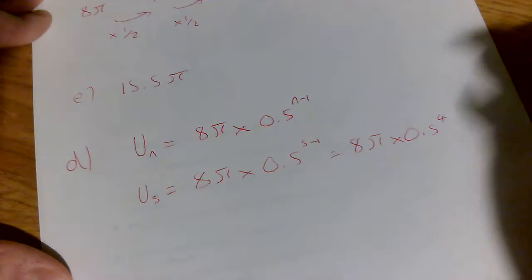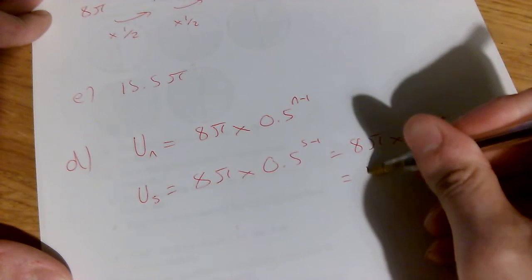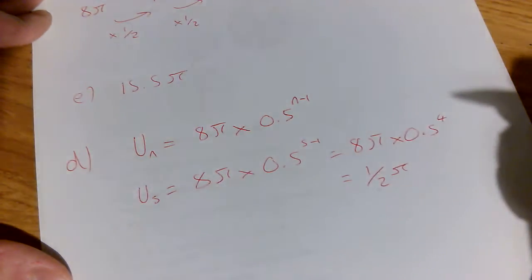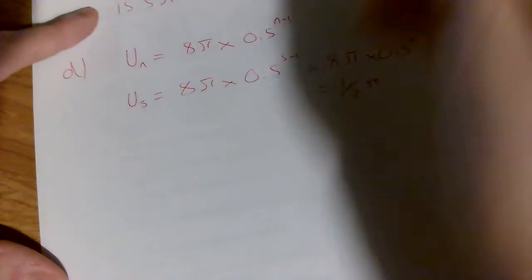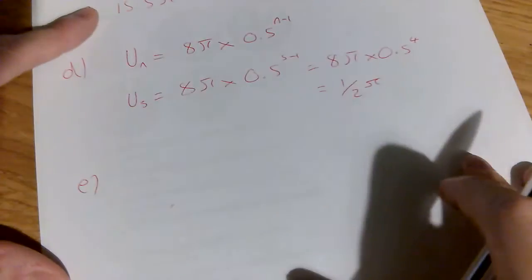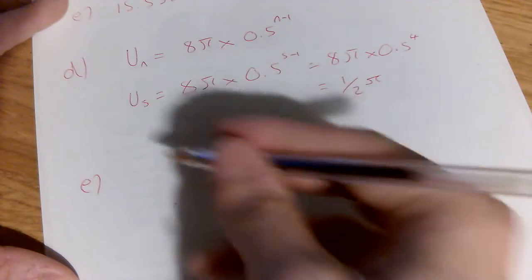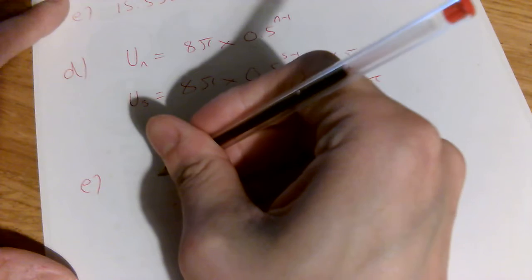And if you work that out, it will become half pi. The sum works the same way. So if we do the sum question, question E, we know the answer already, but let's do it with the formula just to prove it works.